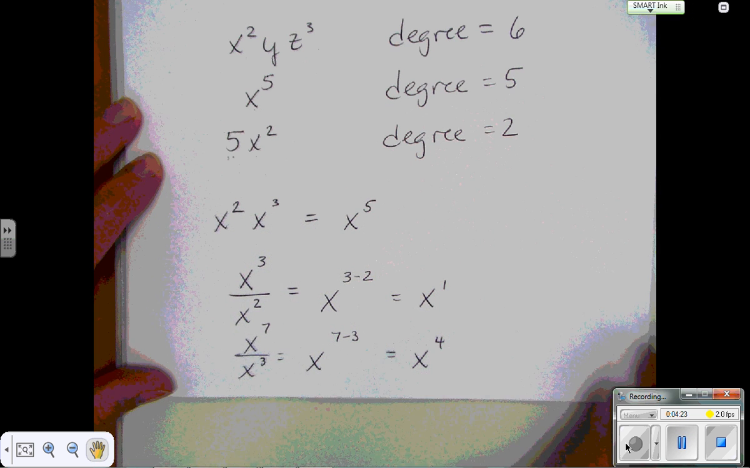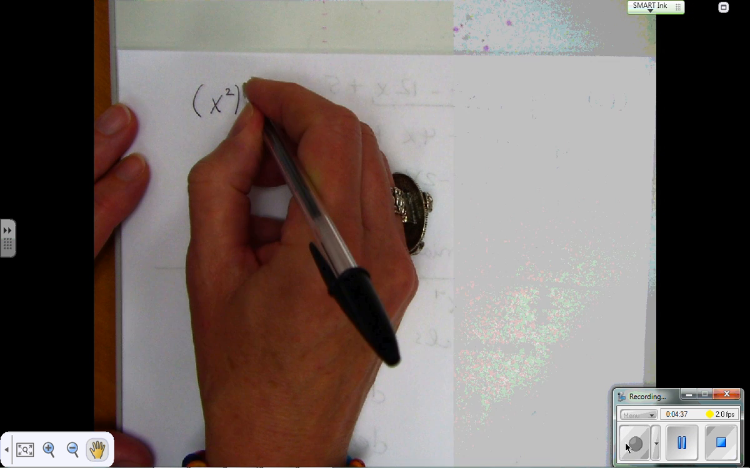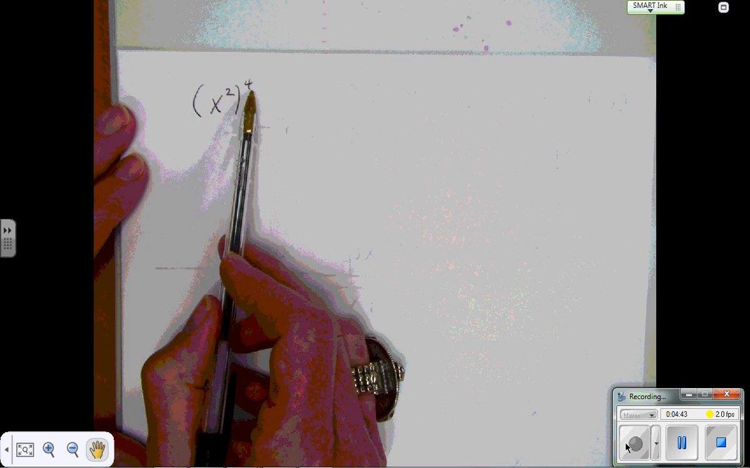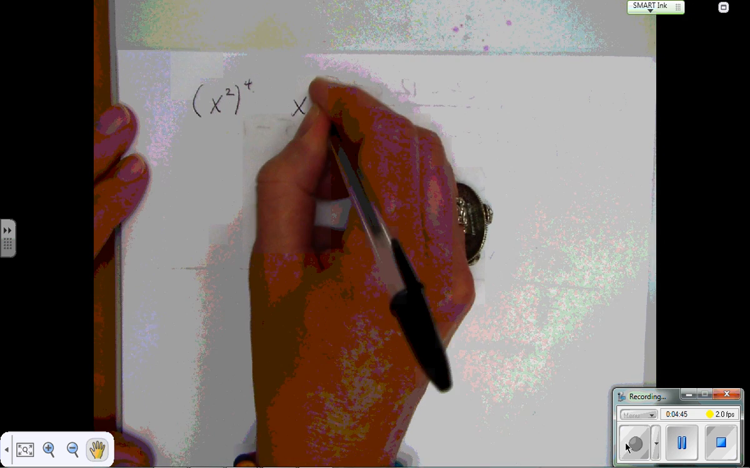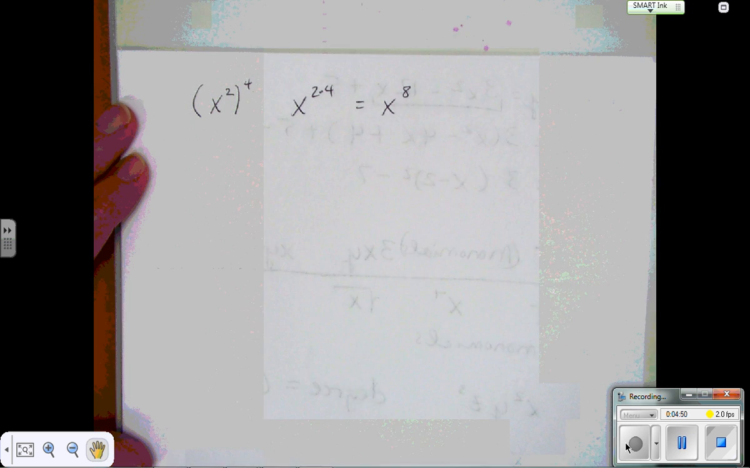So let me turn this sheet over here. To raise a power to a power, the base stays the same and you multiply the exponents together. So if I have a variable in parentheses like this and another exponent written right next to the parentheses, you multiply those exponents together, 2 times 4, and that's your simplified monomial.